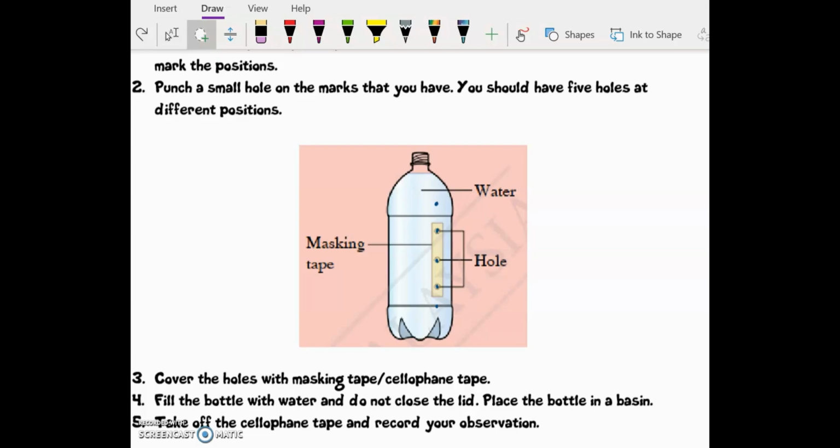So if you can see, this is water and we make some holes on the bottle, and we can see that water will spurt out from the holes. From your observation, you can see that the lowest hole of the bottle will spurt the water the furthest, which means that the pressure below is the greatest, compared to the pressure at the top, which is the lowest. This is because the greater the depth from the surface of the water, the greater the pressure.